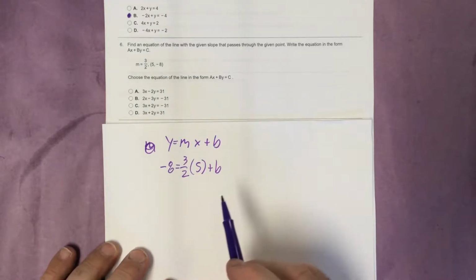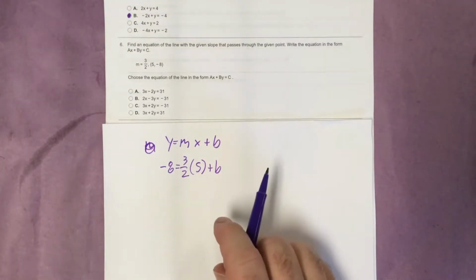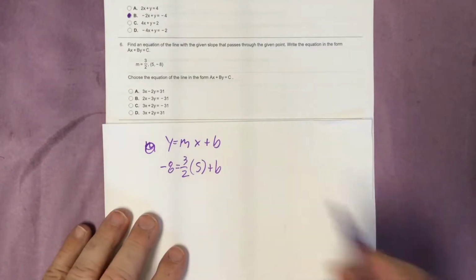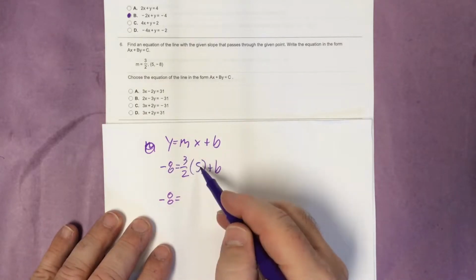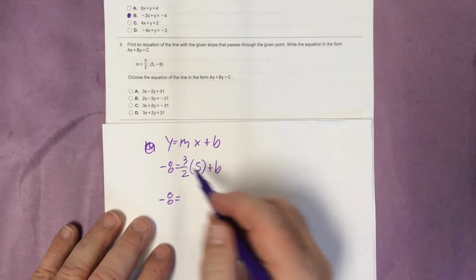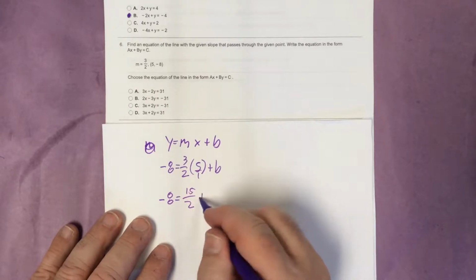For this one, I'm going to recommend you use a calculator to handle this. So I'm not going to show all the steps to working with fractions and everything, since the calculator will do this for you. So we're going to have -8 equals 3 over 2 times 5. You may write this as 5 over 1. That's going to give you 15 over 2 plus b.